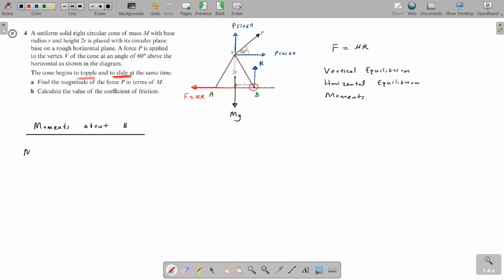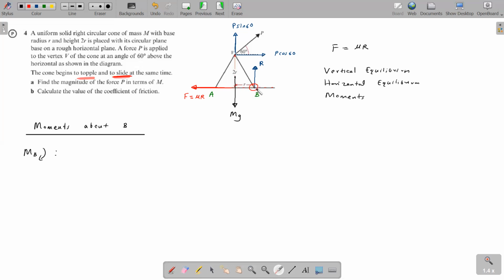So moments around B. So what's moment? Moment is force into perpendicular distance, and you need to decide whether the moment is clockwise or anti-clockwise. Right. Okay. So you keep your finger around B and mg. Okay. So mg is going to give an anti-clockwise moment, guys, around B.